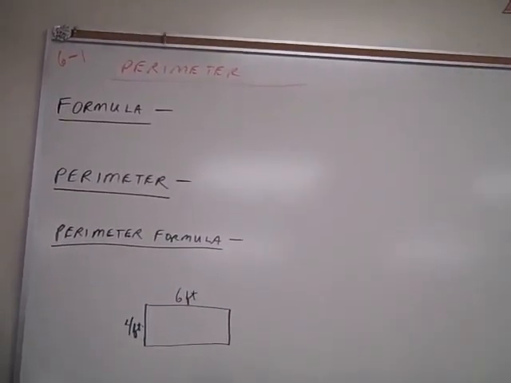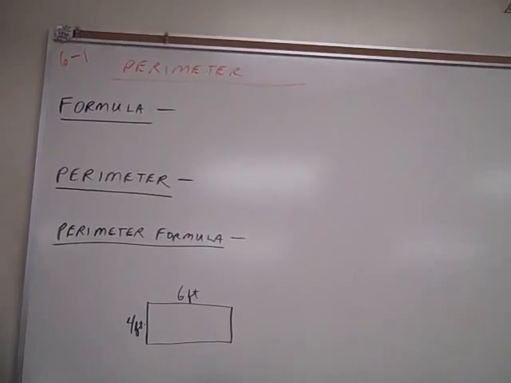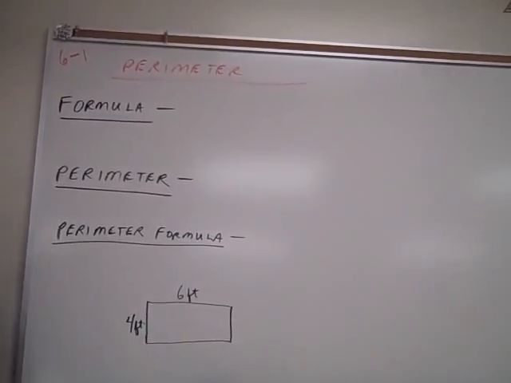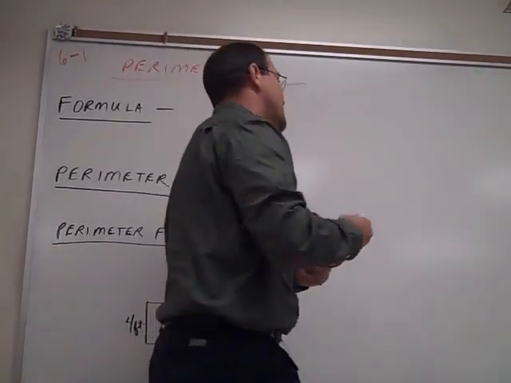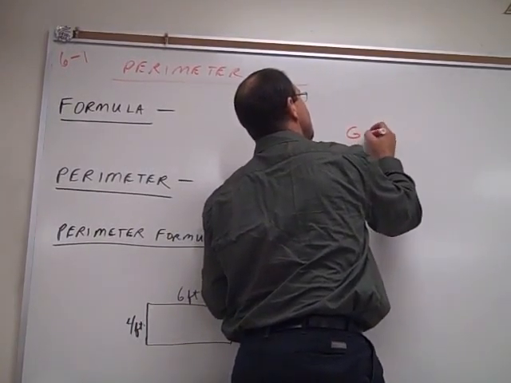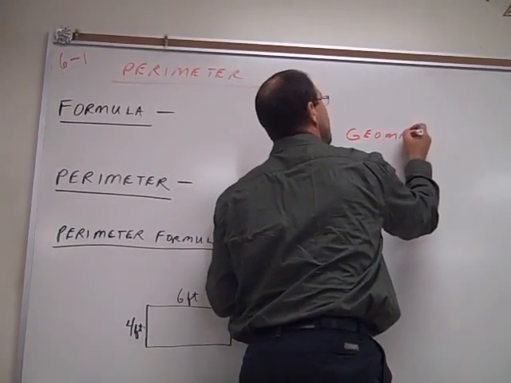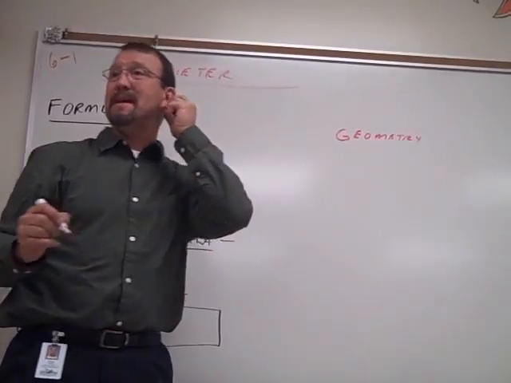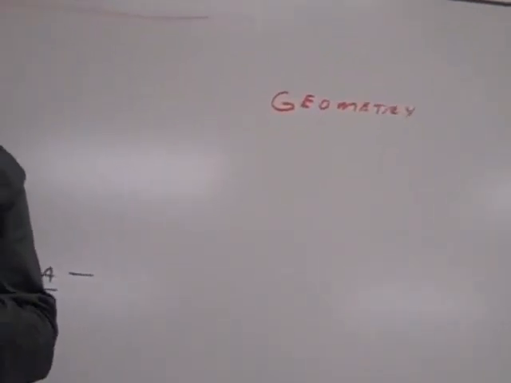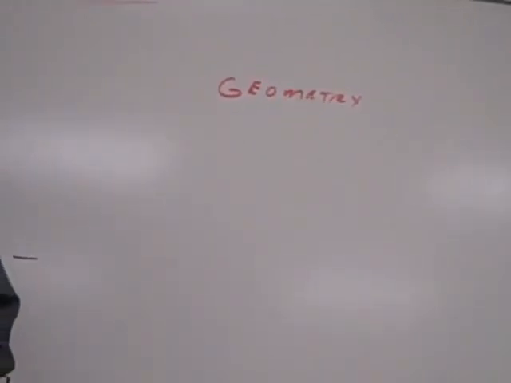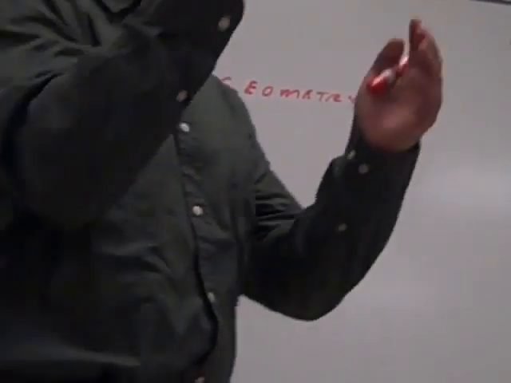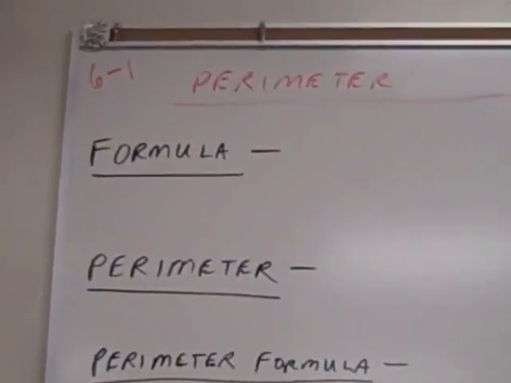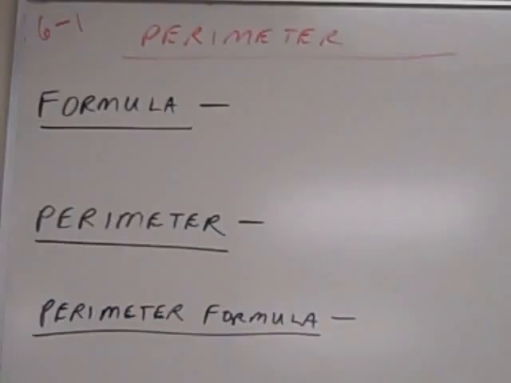Perimeter. Perimeter is a geometric term. Now, we could talk about geometry. Don't write this, but I want to talk about it just a second. You may know what geometry means. What do you think it means? Area and perimeter. No, that's what's in geometry, but what does the word geometry mean itself? Shapes. No, but shapes are in there.